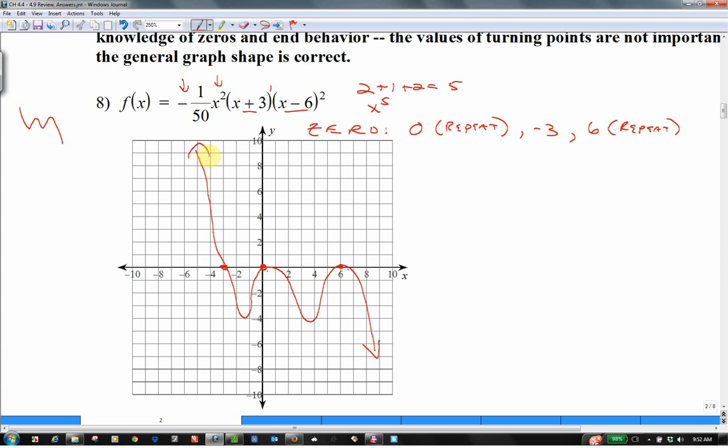Now, I don't really know how far down these local minimums or maximums are going to go, but I don't really care. This is just a rough sketch, and that would work. So if yours went way down like this or something, that would be okay. What we're worried about is the zeros and the general shape.